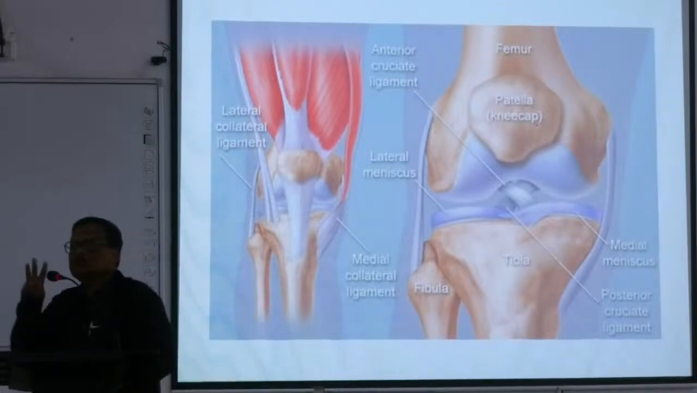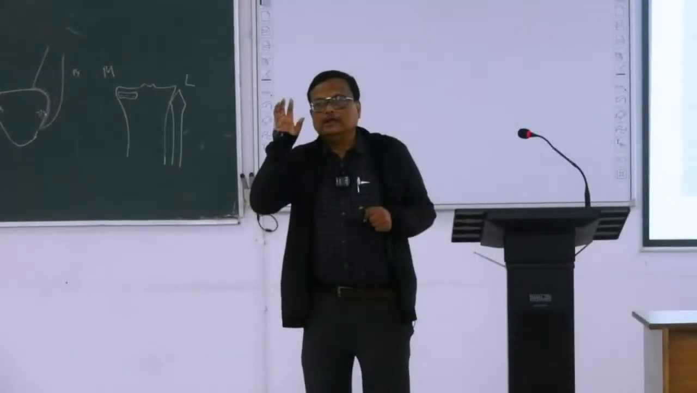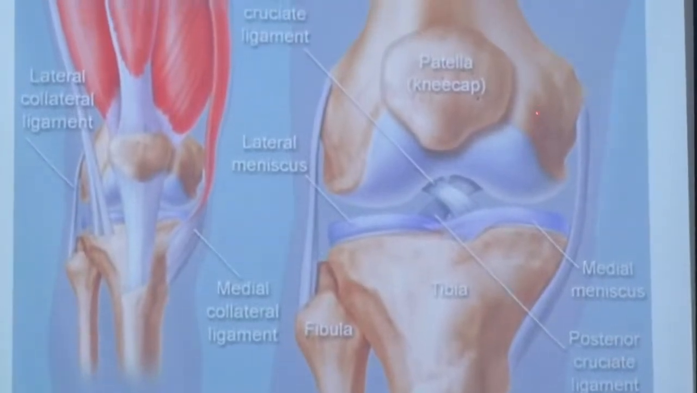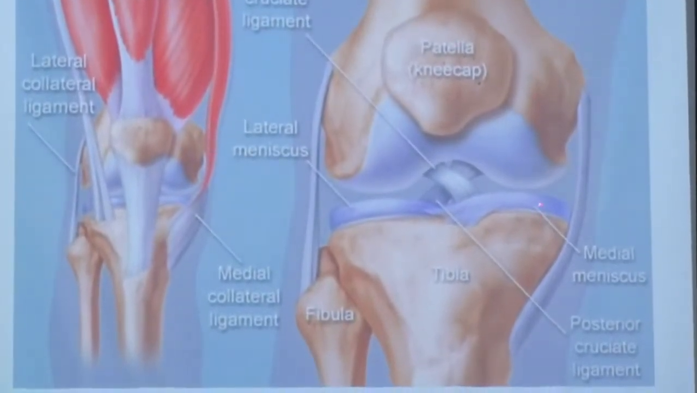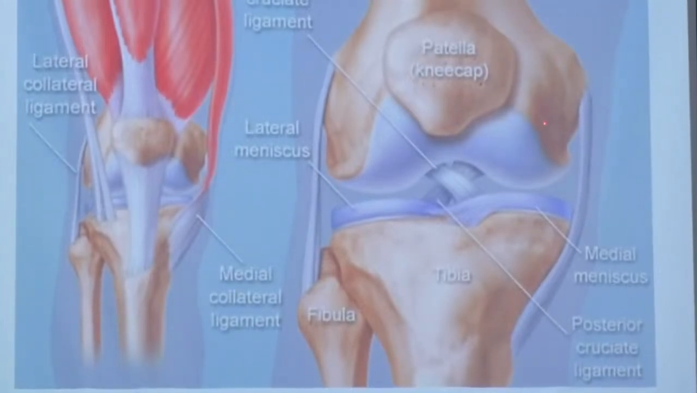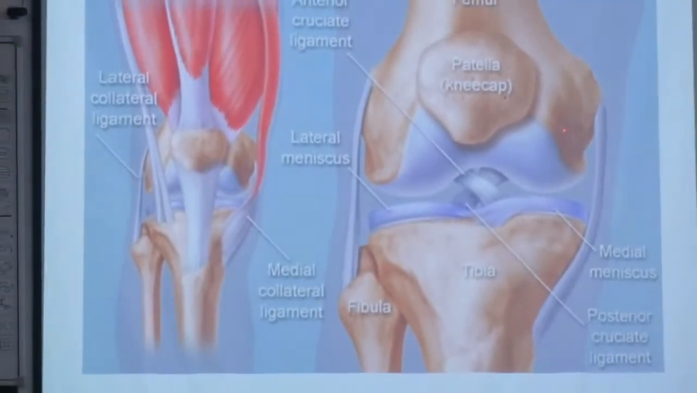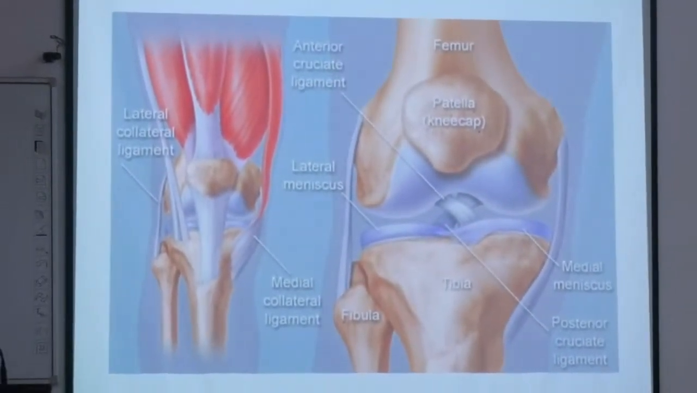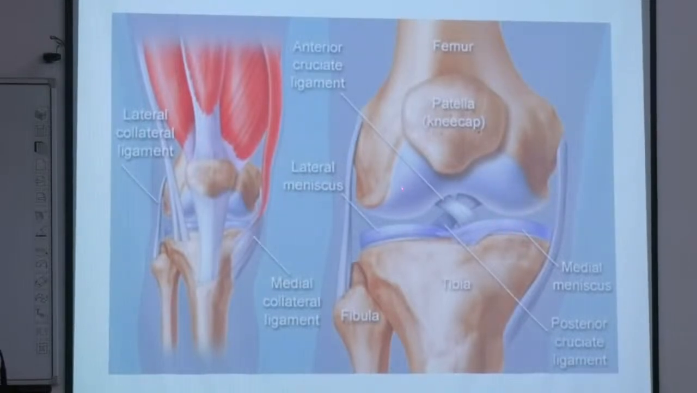Actually, there are three joints. A knee joint is composed of three joints: medial femorotibial joint, lateral femorotibial joint, and femoropatellar joint. That is, medial tibiofemoral joint, lateral tibiofemoral joint, and patellofemoral joint.